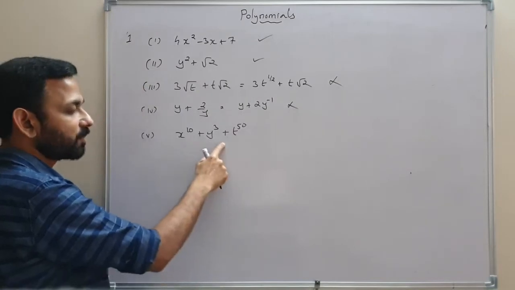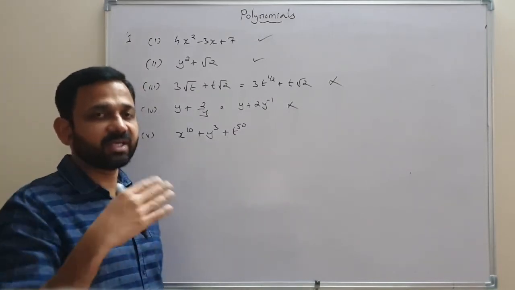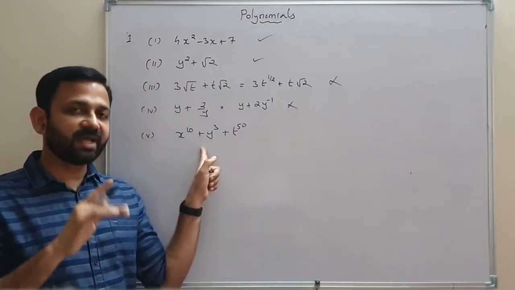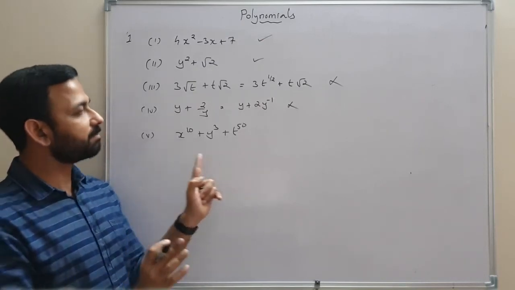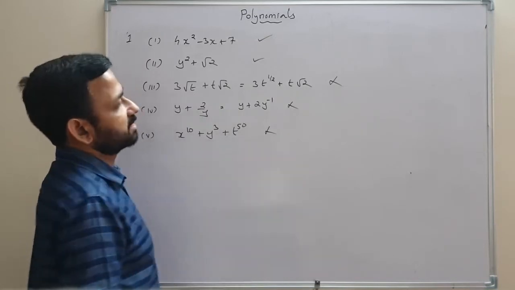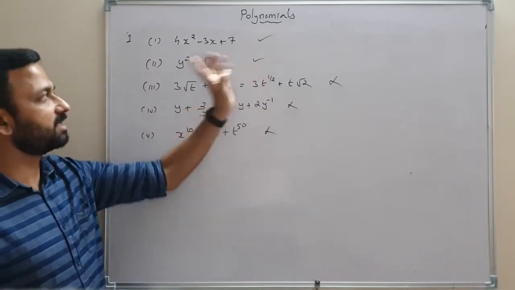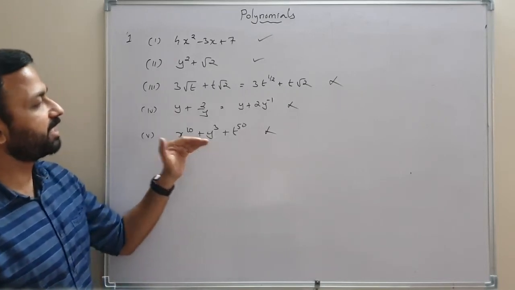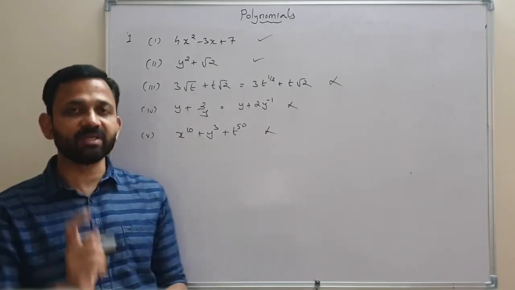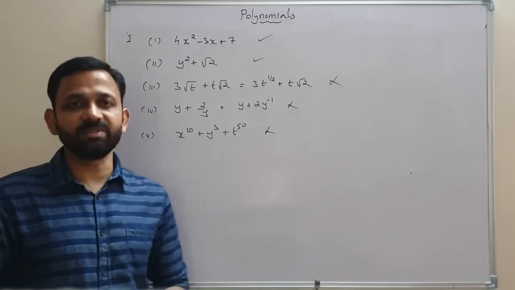And here this is a polynomial, but we have three variables here. Our question is to find the polynomials in one variable. So this is a polynomial but in three variables, so we will not select it. So our answer is first and second. The last one is a polynomial, but in our question we need to select polynomials in one variable. This is a polynomial in three variables.